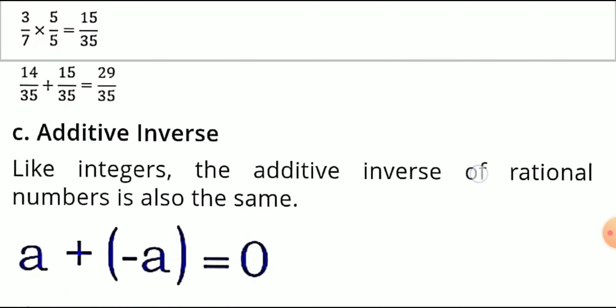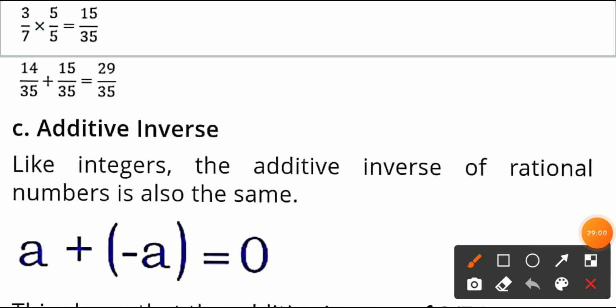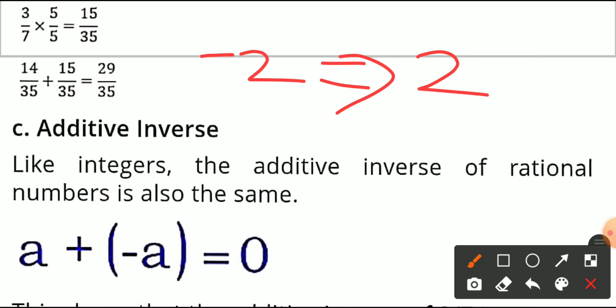Now, additive inverse. What is additive inverse? The inverse of a number is known as its additive inverse. For example, if you have the number -2, the additive inverse of -2 is what? 2. Okay, if you have the number +3, the additive inverse of it is -3.